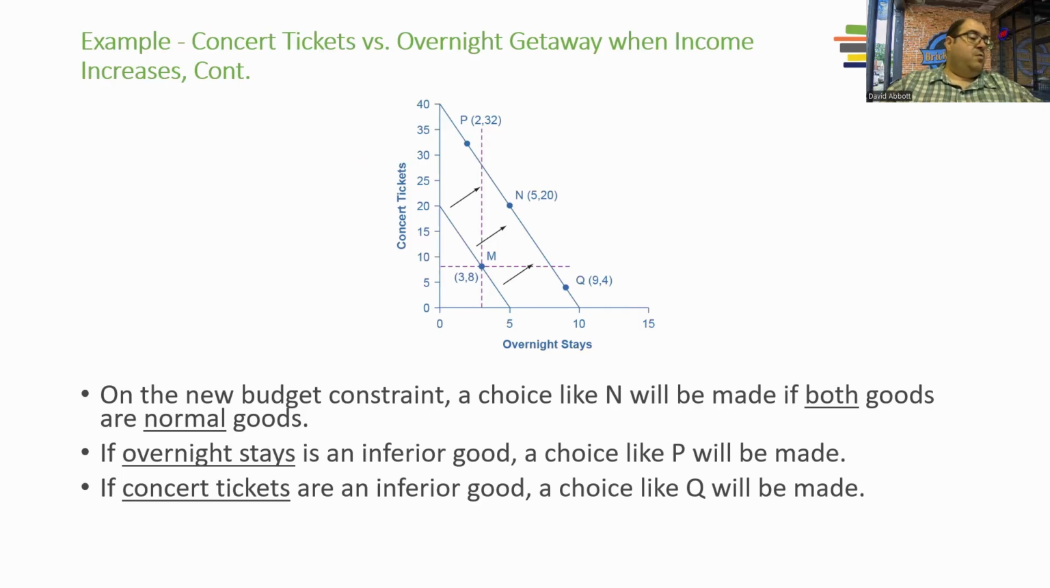An inferior good occurs when people trim back as their income rises because they can now afford the more expensive choices that they prefer. For example, in this case, she really wants to do more overnight stays, but because her income is limited, she would not be able to do that. She would rather go to more concerts. But if she had more income, she would choose to do more overnight stays.